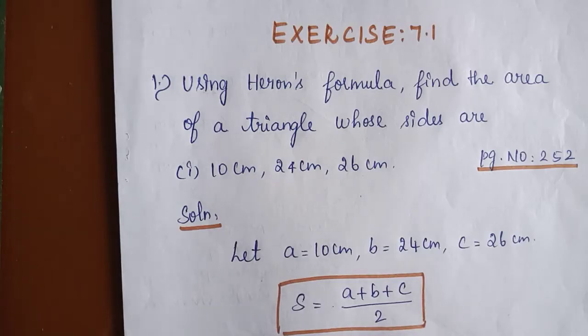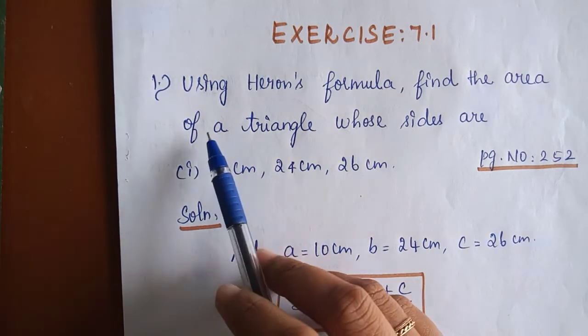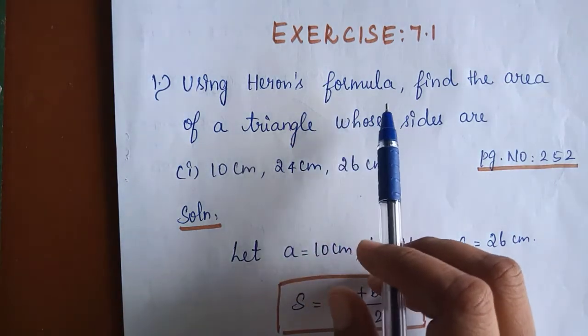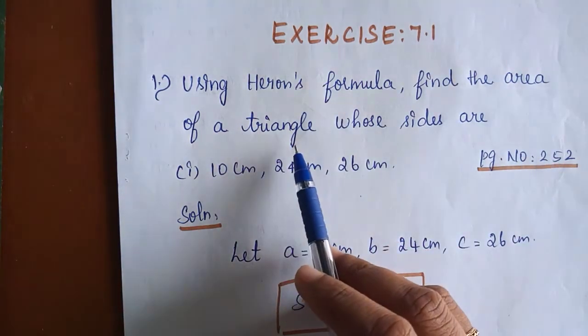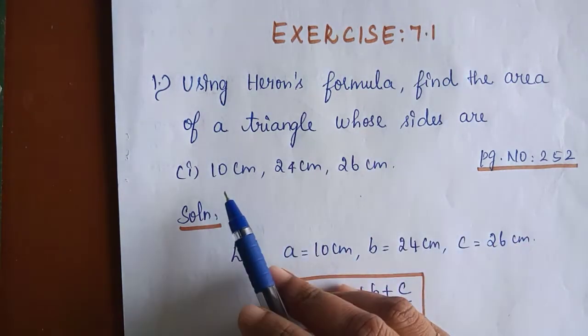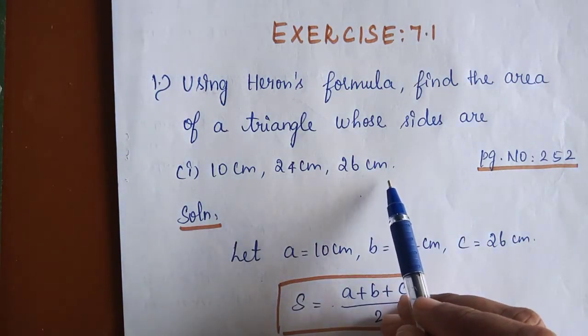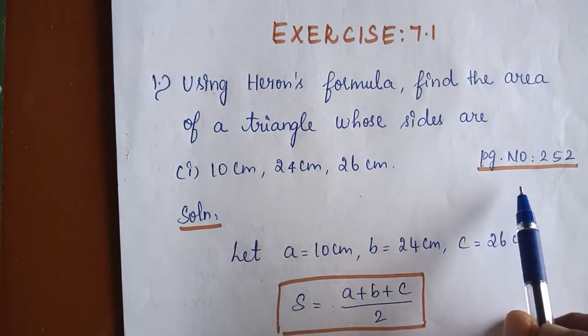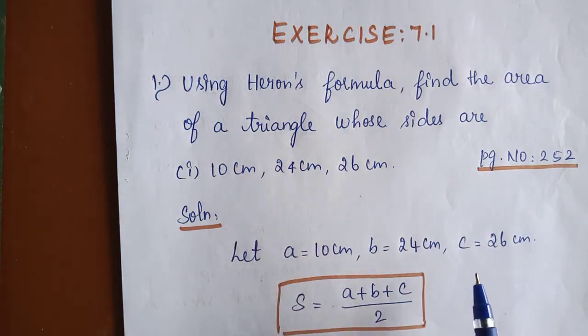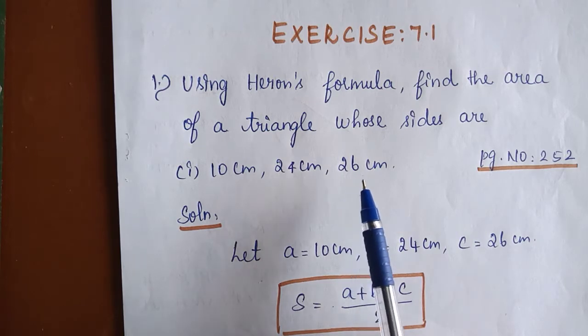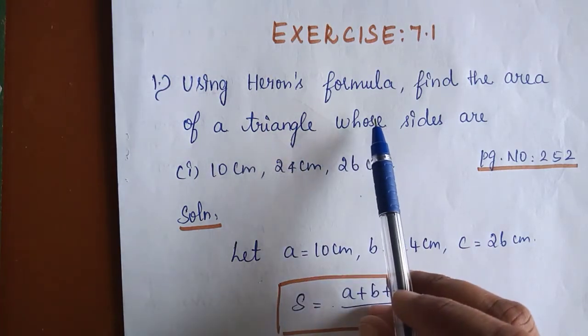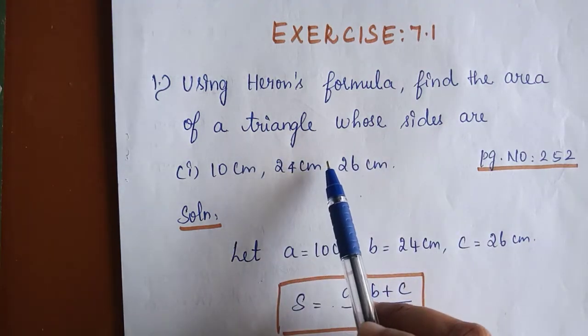Happy morning students. Today we are going to see exercise 7.1 problem number 1. Using Heron's formula, find the area of a triangle whose sides are 10 cm, 24 cm, 26 cm. The problem belongs to page number 252. So already we have seen the formulas. By using Heron's formula, you have to find the area of a triangle.